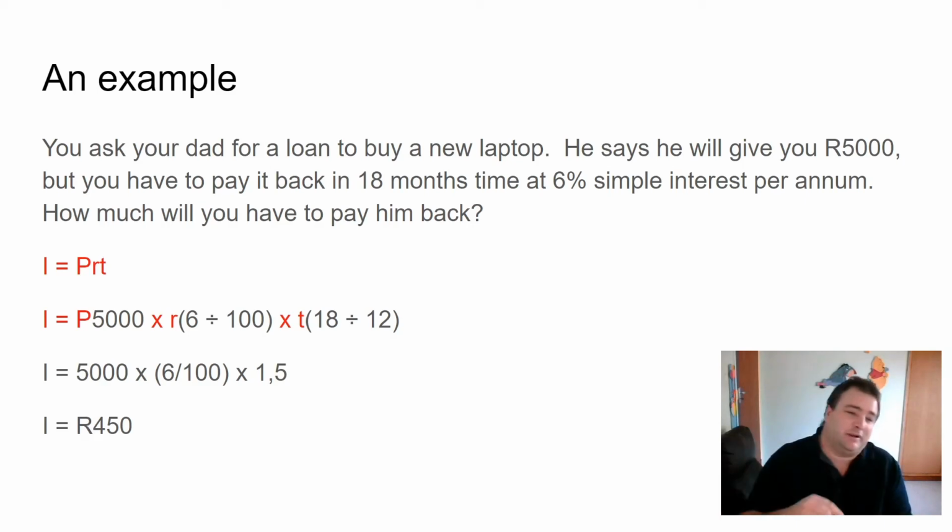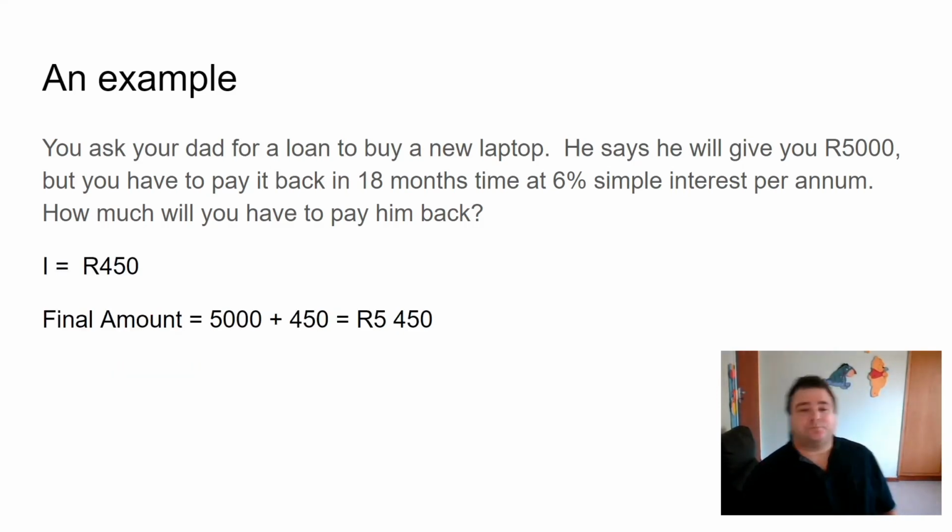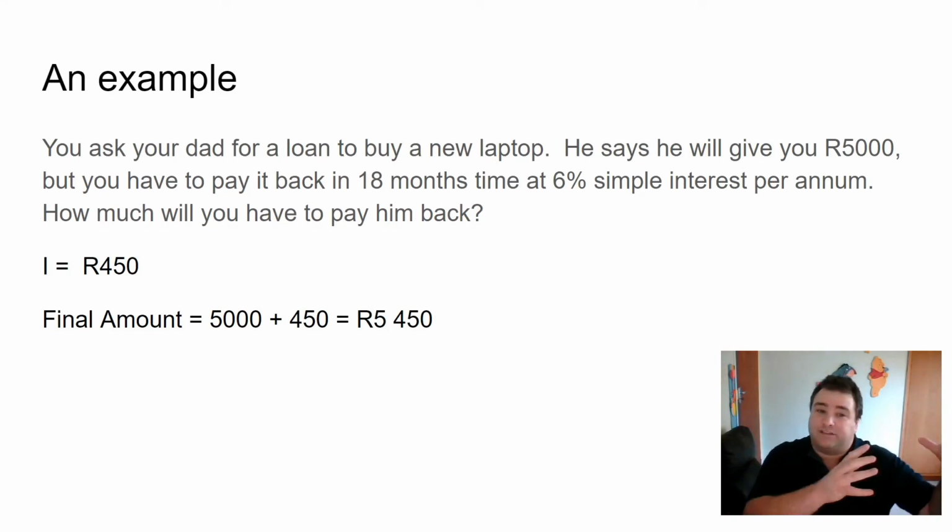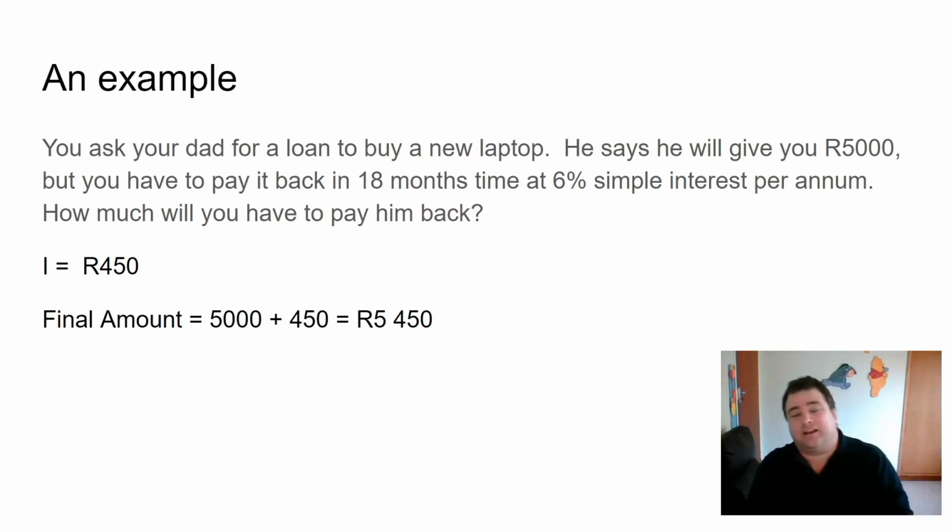So when I punched it in on my calculator, there it is, 5,000 times 6 divided by 100 times 1.5, and my calculator tells me that I is equal to 450. So that's my answer. No, it's not. Remember, I is interest. So I'm going to pay 450 interest, not in total. I've got to pay the final amount, which is going to be the original amount plus the interest that I've accrued in the meantime. So 5,000 plus 450 gives me 5,450.